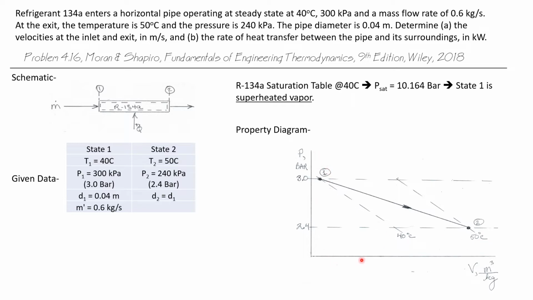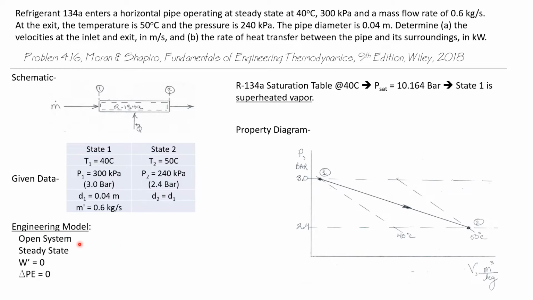I'm on a PV diagram. And remember, on a PV diagram, constant temperature lines go down to the right. So state 1 is easy enough to locate. It's at a pressure of 3 bar and a temperature of 40 degrees C. Now the temperature at state 2 is a little higher. It's 50 degrees C, but the pressure is lower. It's at 2.4 bar. And so we can see that state 2 continues to be superheated because it's at a higher temperature and a lower pressure. And that increases the specific volume. The specific volume of state 2 is greater than it is at state 1.